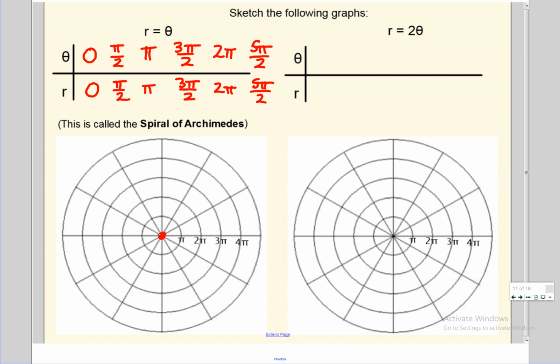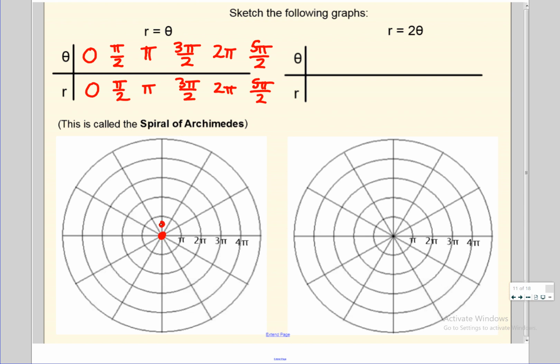Then, when I graph pi over 2, there's 2 things I have to think about. Number 1 is the rotation. So pi over 2 would take me to what looks like the y-axis here. And then the length or distance from the origin is also pi over 2. So if the first circle is pi, and I want pi over 2, I'm just going to be halfway between the pole and the first circle. Okay, so a pi over 2 rotation takes me to the top there. Pi over 2 length takes me halfway to pi, the first circle. So my point is going to go right there.